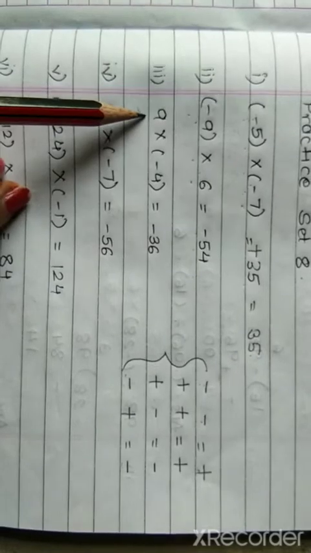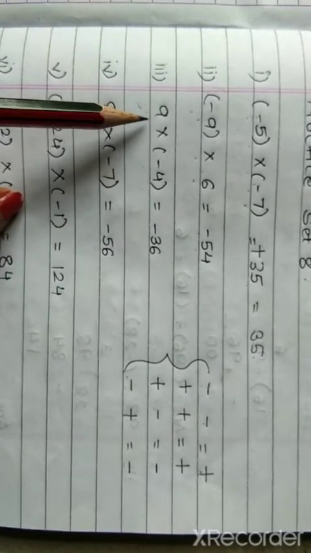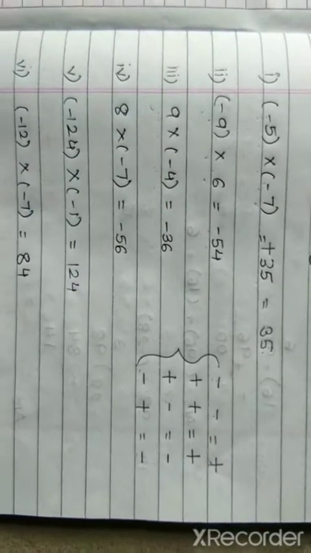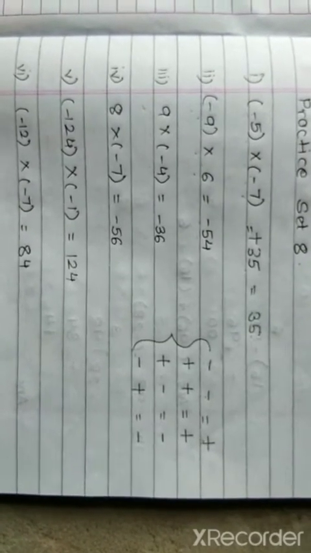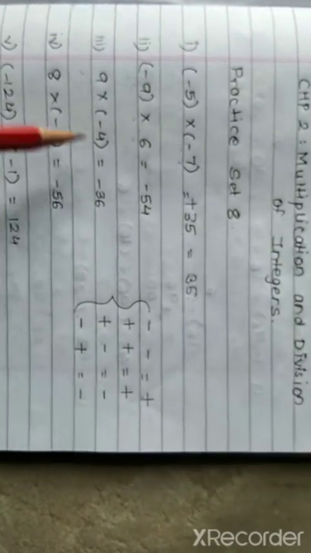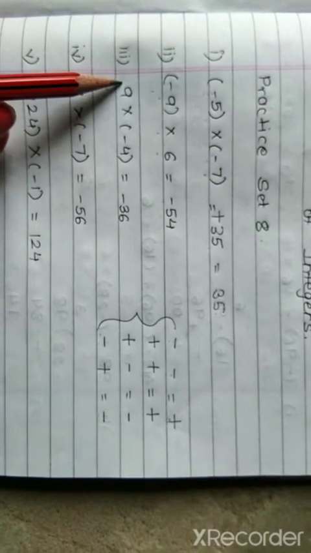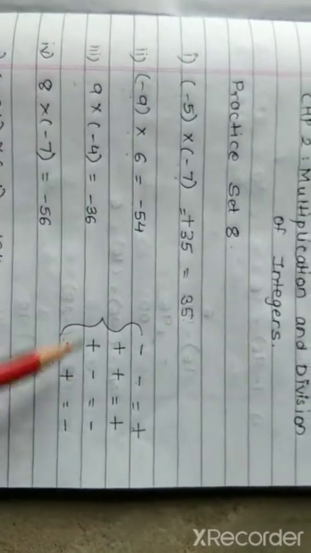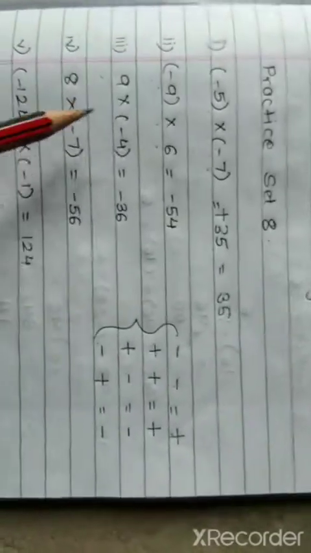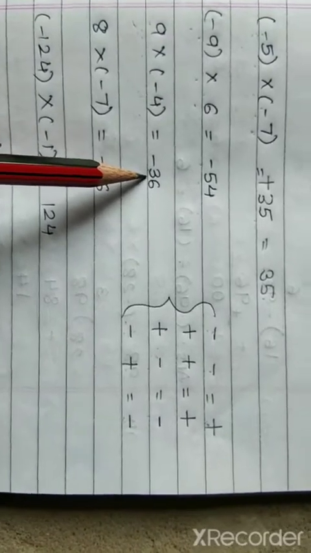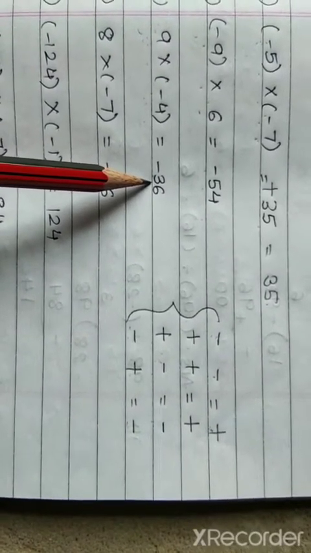Coming to third sum, that is 9 multiplied by minus 4. Again we know 9 4s is 36. For this part of your chapter, that is for multiplication, you need to learn tables. Tables are very important for carrying out multiplication of numbers. 9 4s is 36. Again this is plus, there is no sign, that means it indicates it has a positive sign. Plus and minus, plus minus gives you minus, so the answer should carry a negative sign, that is minus, and 9 4s is 36, so our final answer is minus 36.